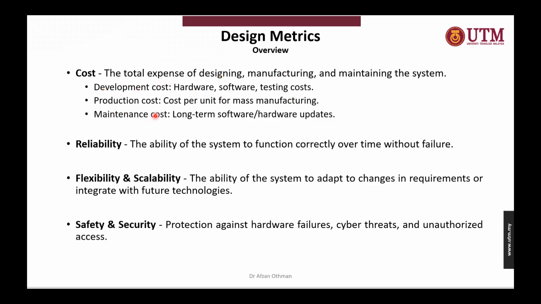Production cost is the cost per unit for mass manufacturing. So if you're going to produce many devices, what is the production cost? How much does it cost for the mass manufacture? And then maintenance cost, which covers long-term software and hardware updates. So these are under the cost, and then we have the reliability.